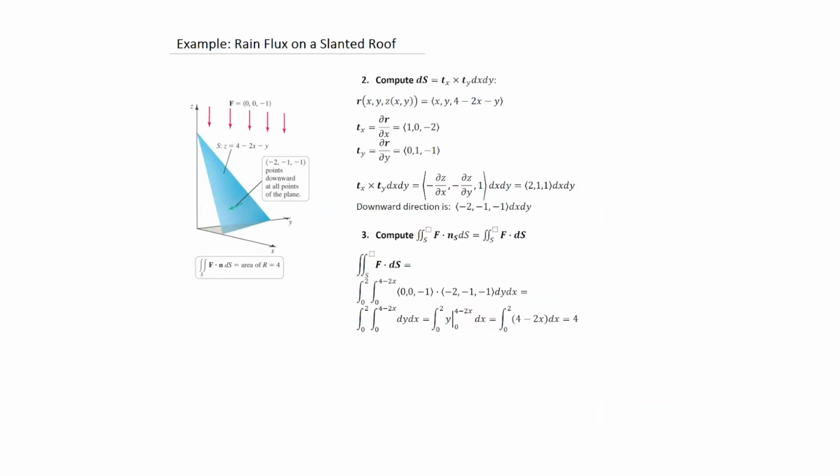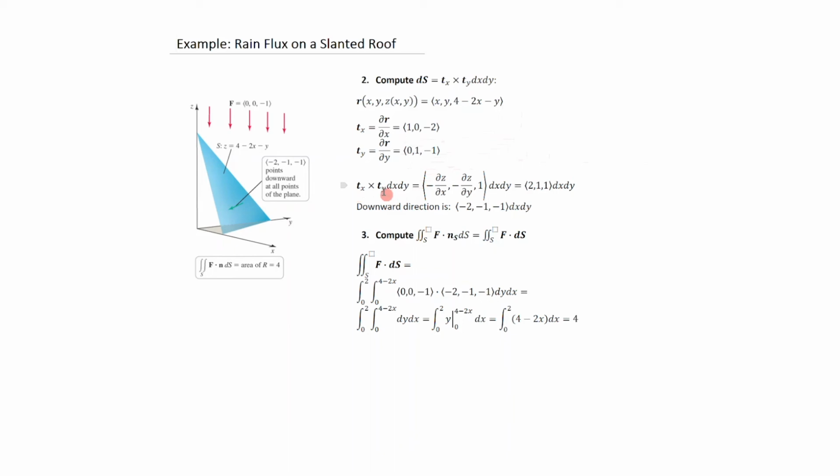Okay, so continuing the rain flux on the slanted roof. The next step is basically to compute dS, the vector. This is the differential area. It's dr/dx cross dr/dy dx dy. We already have r from the previous slide. It's this expression. Now we take the derivative of this with respect to x, and we end up with this expression. Derivative with respect to y, we end up with this expression. Next step is to take the cross product.